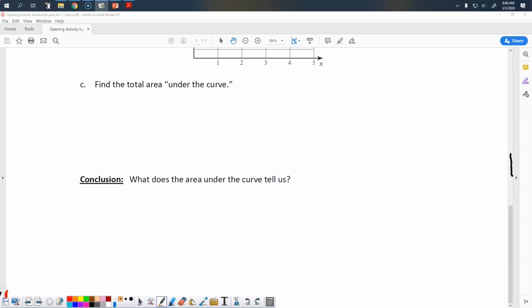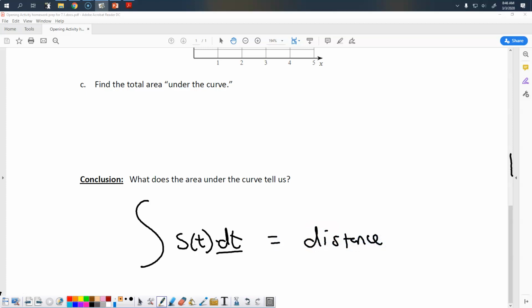Integrals. Good. So if you integrate a speed function, I'll call it s of t, over time, that's dt, that means speed times time gives you distance, and you add all those up, what that will give you is the distance traveled, okay? The total change in position, okay?